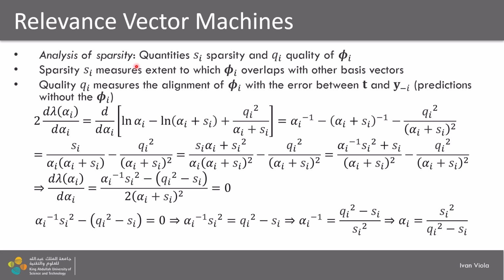So that is how redundant this basis function is, and the quality measures the alignment of the phi_i with the error between t and y_-i, the predictions without the phi_i. Meaning we have a certain difference between the target and the predictions without that basis function, and then we see how much the phi_i is aligned with this error, with this vector between the true or noisy values and the y_-i.